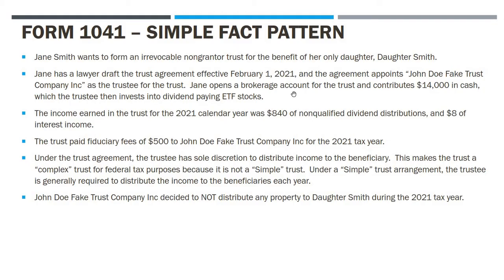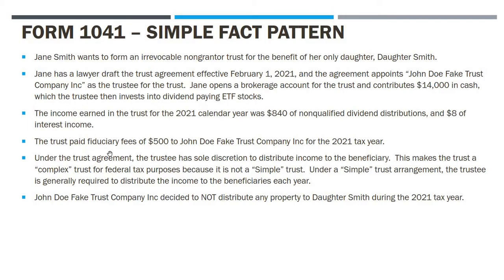Now, after that's done, a brokerage account is opened for the trust, and Jane, as the grantor, puts $14,000 in cash into the brokerage account, and the trustee then invests those cash proceeds into dividend-paying ETF stocks. So during the year, if we look at the brokerage account, we get that 1099 at the end of the year. It shows that there was $840 of non-qualified dividends paid into the account, and then the trust also had $8 of interest income earned within the account.